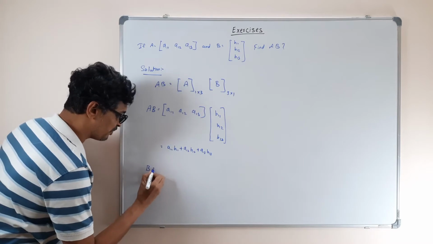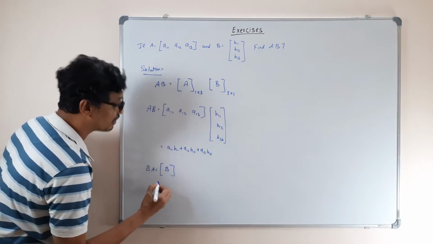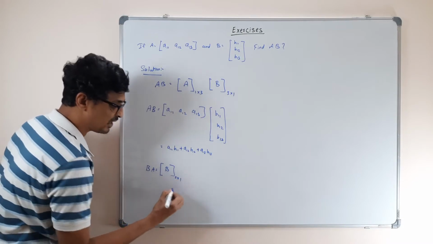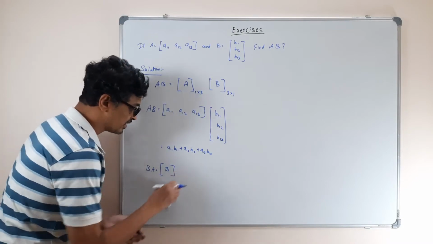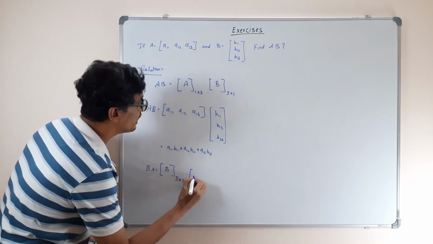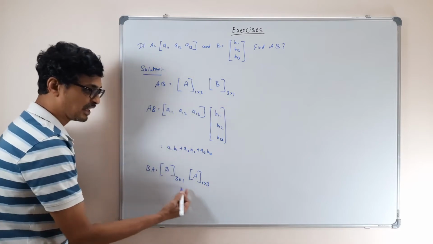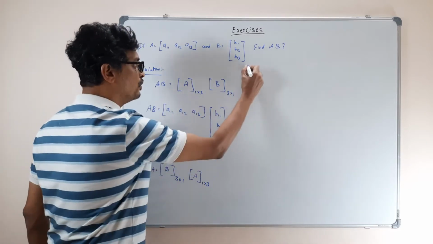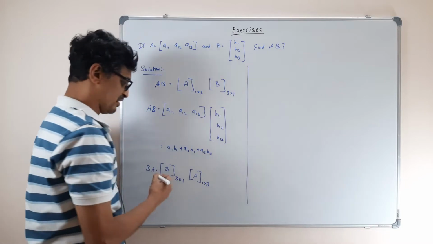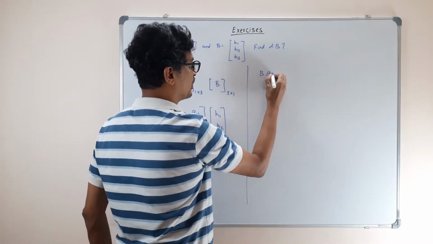Though they asked only A into B, let us see if you do B into A. Okay? BA. So whether BA can be multiplied or not. Let us see. What is the order of B? 3 cross 1. Am I right? B is 3 cross 1 and A is 1 cross 3. Still this can be multiplied. Correct? So let us see how it happens when B into A happens.